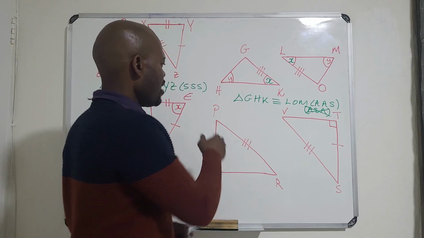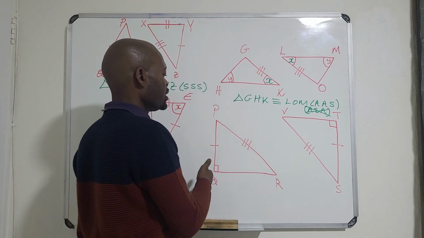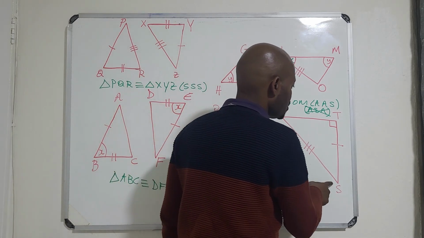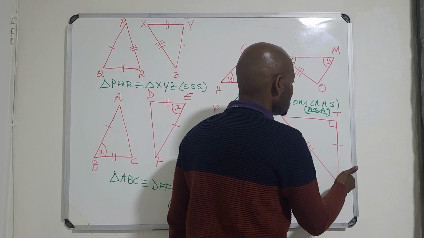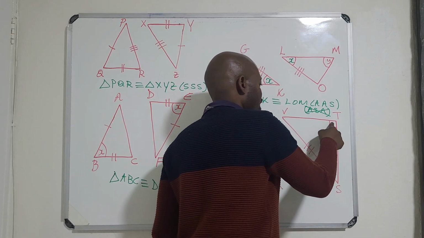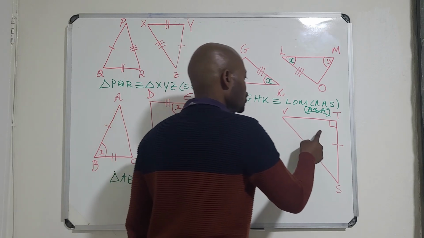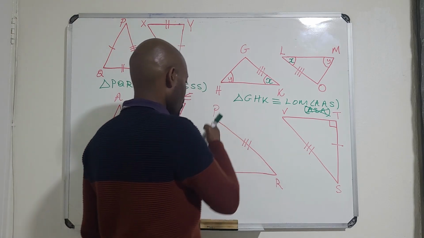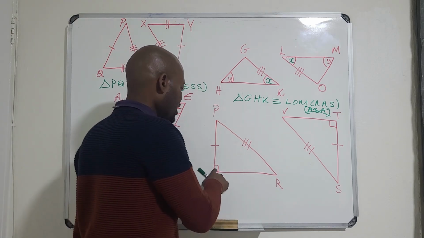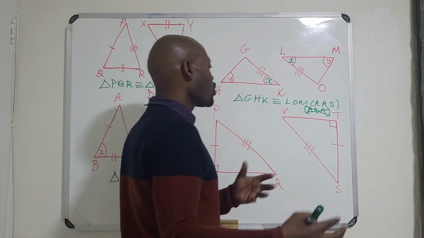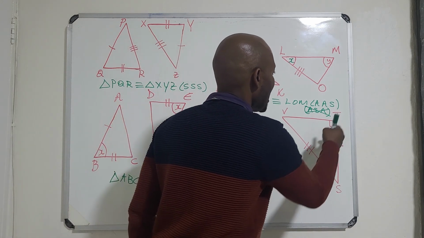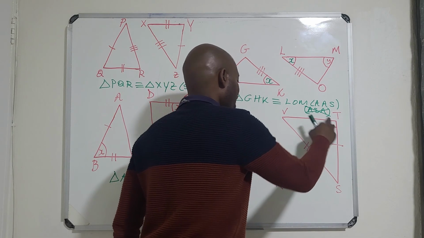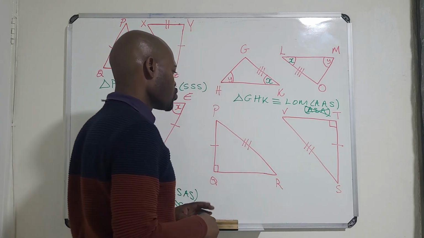Now, when the hypotenuse and one side of a right-angled triangle are equal to the hypotenuse and one side of another right-angled triangle, then the two triangles are congruent.